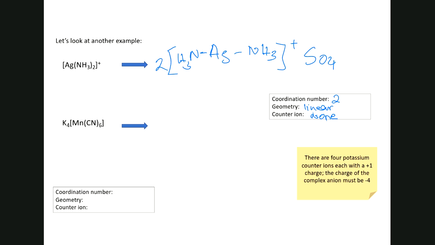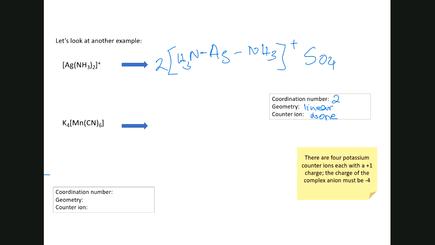Awesome. So here's another one. This now is potassium, and here's another complex. By now we should realize wherever we see parentheses, that means that is our complex ion, and whatever is on the outside is our counter ion. In the little box here, it mentions that there are 4 potassium counter ions, each with a +1 charge. The charge on the complex ion must be -4. But if we're following along, we should have been able to appreciate that from before, right?